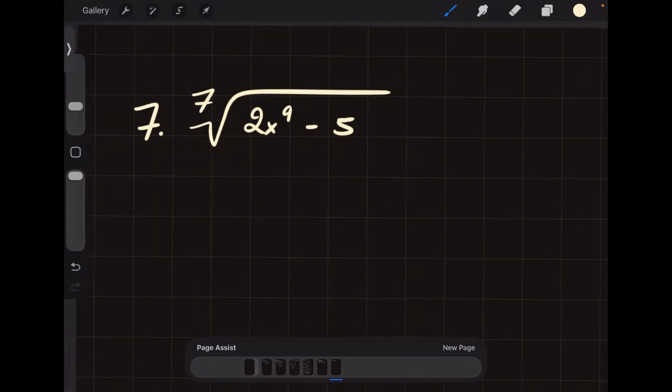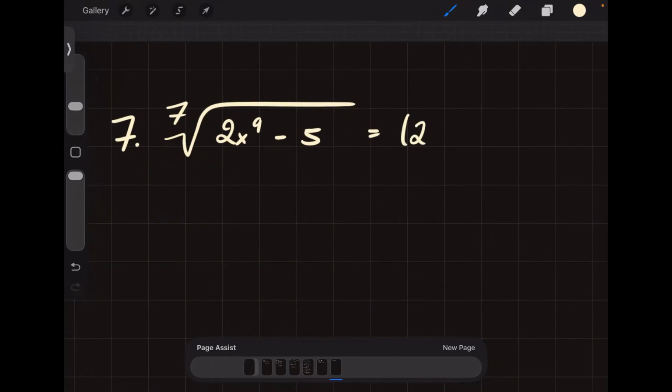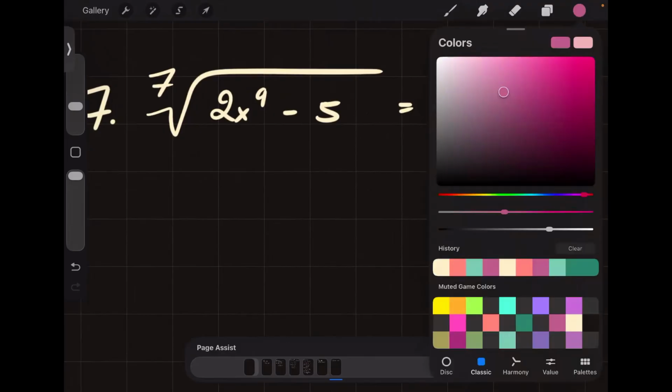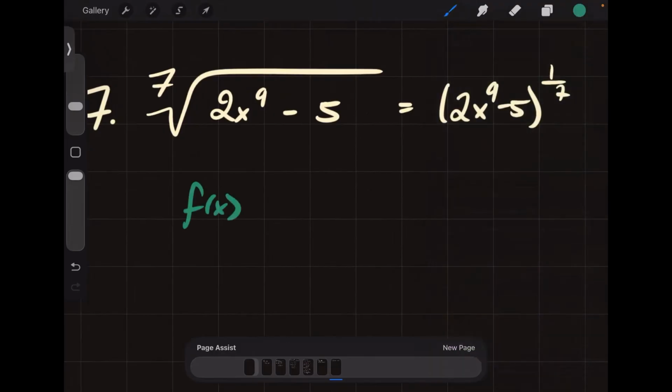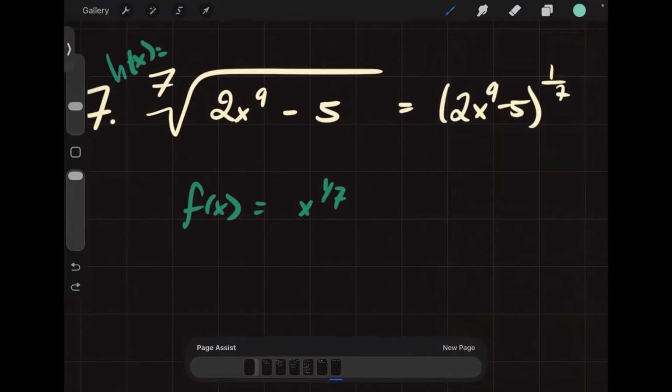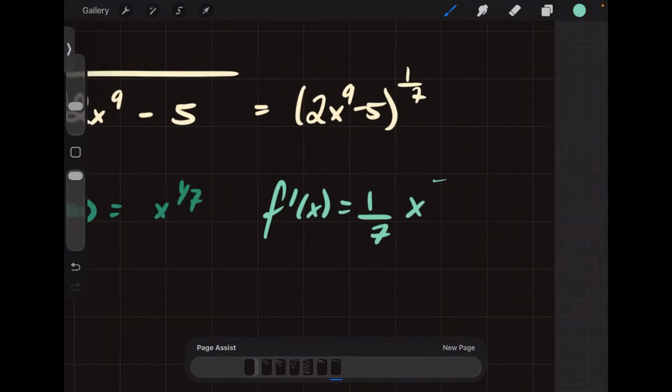I would say that this is the same as (2x to the ninth minus 5) to the 1/7, right? This is equal to h of x, of course. f of x is going to equal x to the 1/7. f prime of x is equal to 1/7 x to the negative 6/7. The 6/7 is in the exponent, so be very careful.